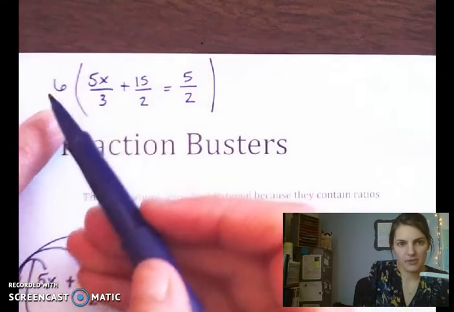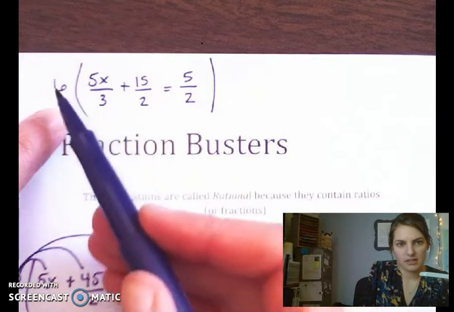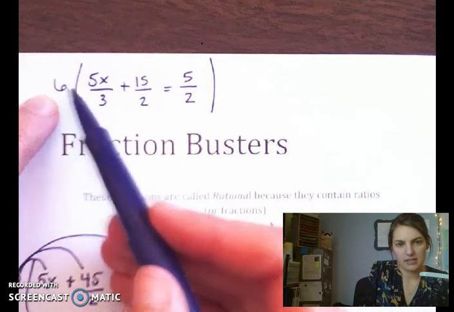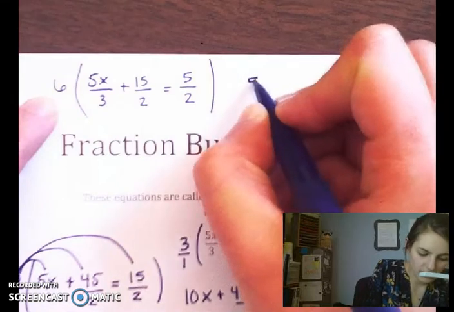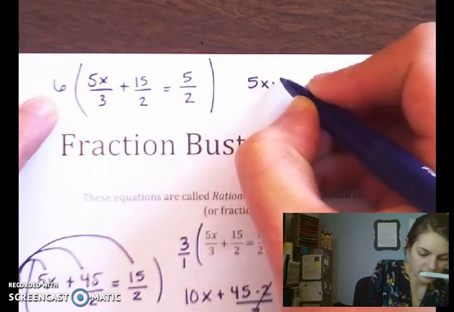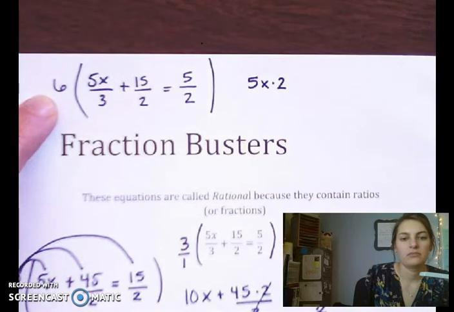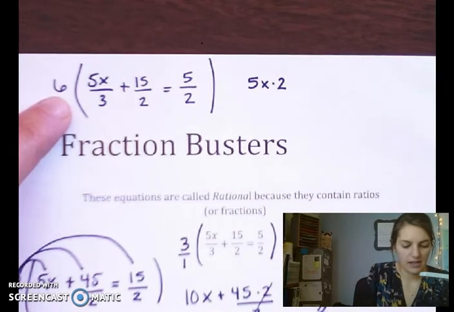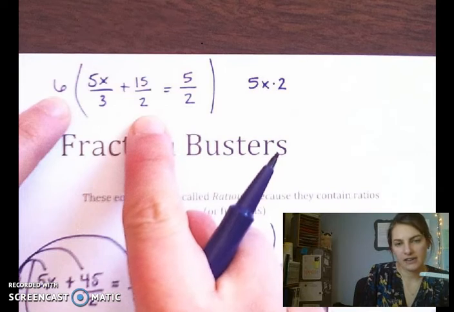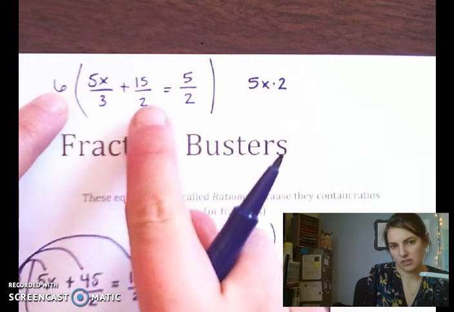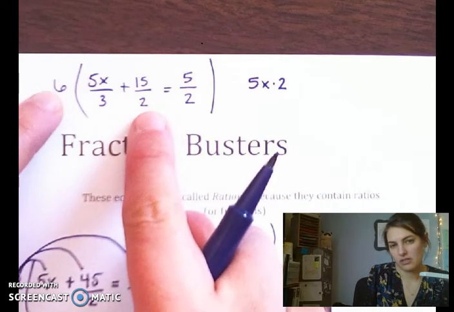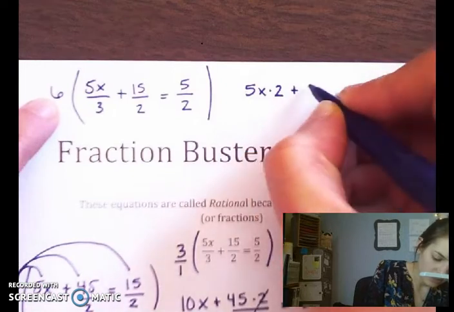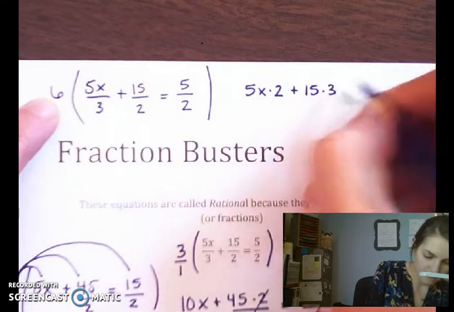I'm also going to show you how we can cancel the denominators here. So, this 6 is going to cancel out with that 3 to just create a 2. So you can imagine this first term is going to become 5x times a 2. And then 6 times 15 halves. The 6 and the 2 are going to reduce to a 3, because 6 divided by 2. So it'll just be plus 15 times 3.